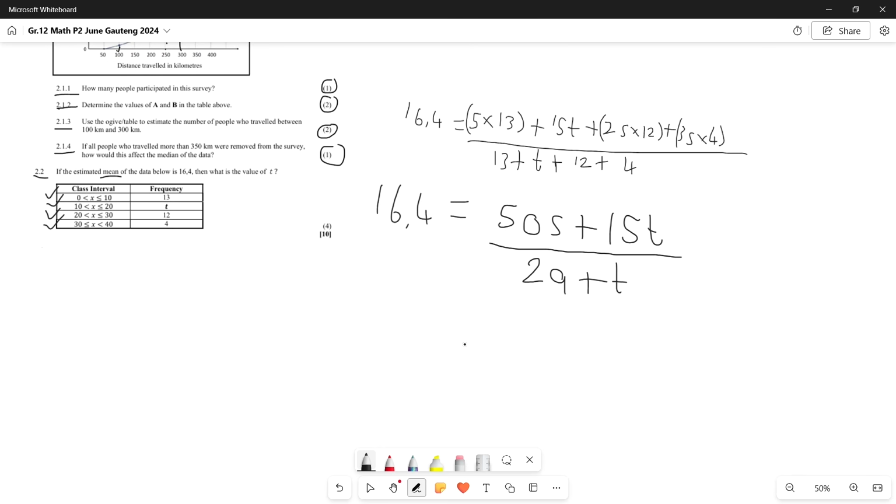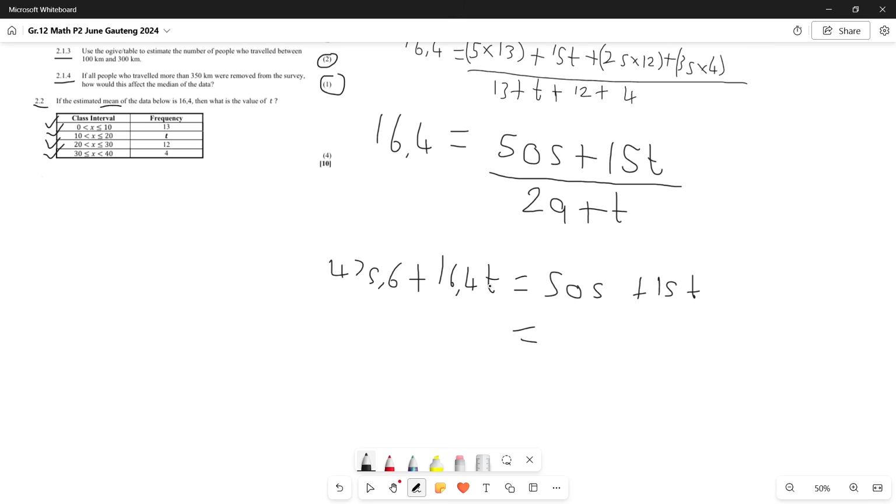And then we have to take our 29 plus t up here and multiply it by the 16,4. So 16,4 multiplied by 29 is 475,6, plus 16,4 multiplied by t is 16,4t. And that still equals 505 plus 15t. Then we can take this 15t over to this side. So we go 16,4t minus 15t, and we have 1,4t. And then 505 minus 475,6 is 29,4.